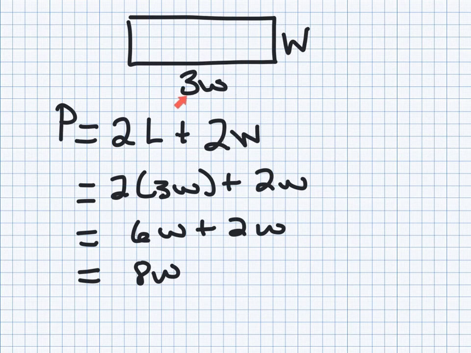Here's a perimeter problem. We have 3w and w. Remember, perimeter equals 2l, length, plus 2w, which is width. So we bring down our 2. Our length here is 3w. This means 3 times the width of w. Plus 2w, that's the 2 here, and we just brought down the w. 2 times 3 is 6w, plus 2w, and our answer here, perimeter, would be 8w.